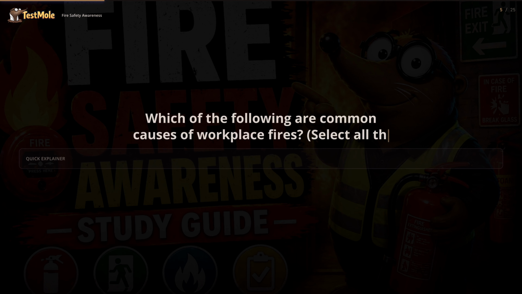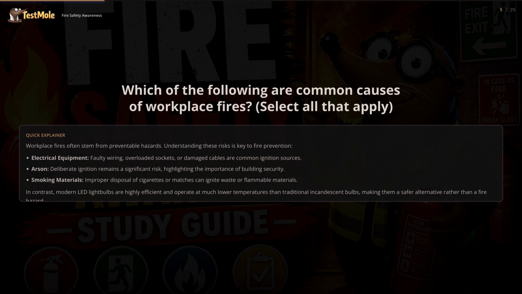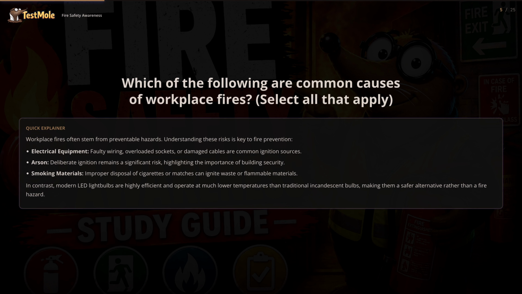Which of the following are common causes of workplace fires? Select all that apply. Workplace fires often stem from preventable hazards. Understanding these risks is key to fire prevention. Electrical equipment, faulty wiring, overloaded sockets, or damaged cables are common ignition sources.